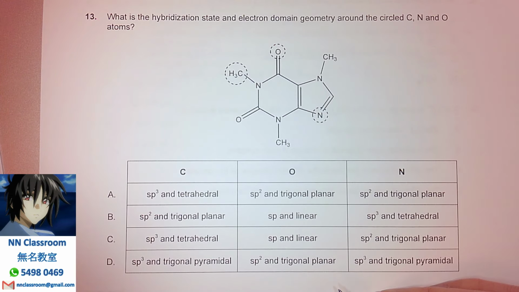Today I'd like to share with you a past paper, question number 13, about topic 14, bonding and structure in the higher level syllabus, from the 2017 time zone 0 November paper. Let's see. What is the hybridization state and the electron domain geometry?